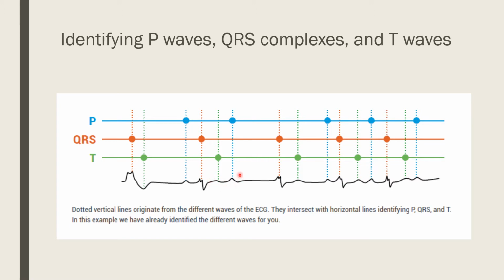This is a P wave. This is a QRS complex. And this is a T wave. This is P wave, QRS complex, T wave, then also P wave, QRS complex, and T wave.